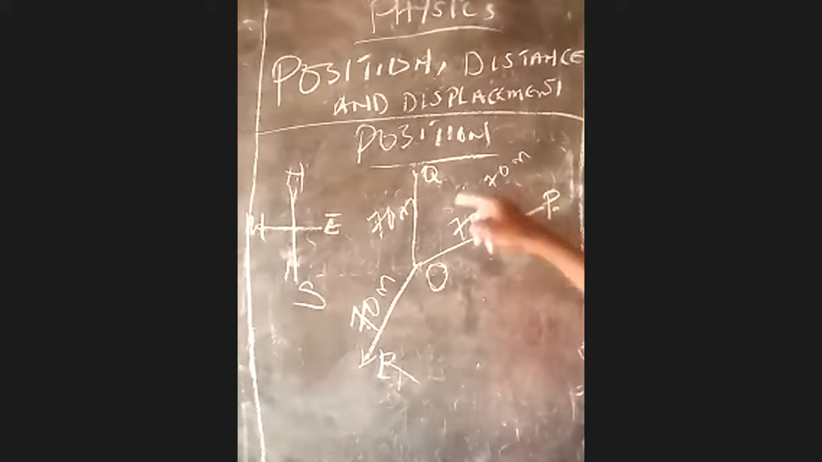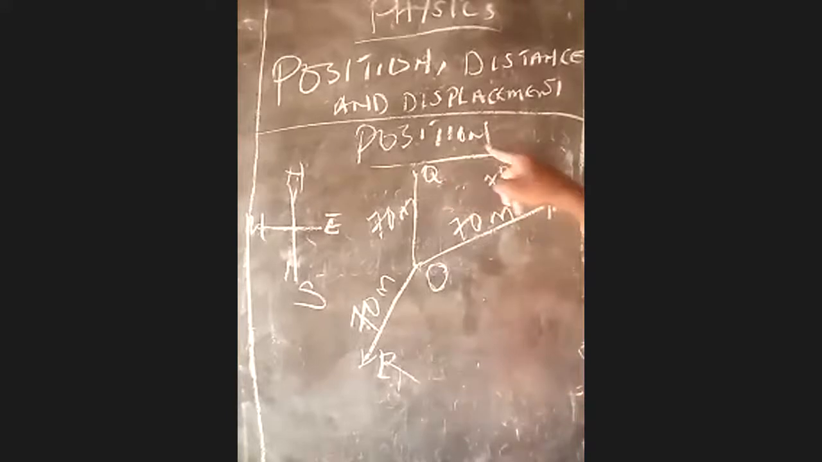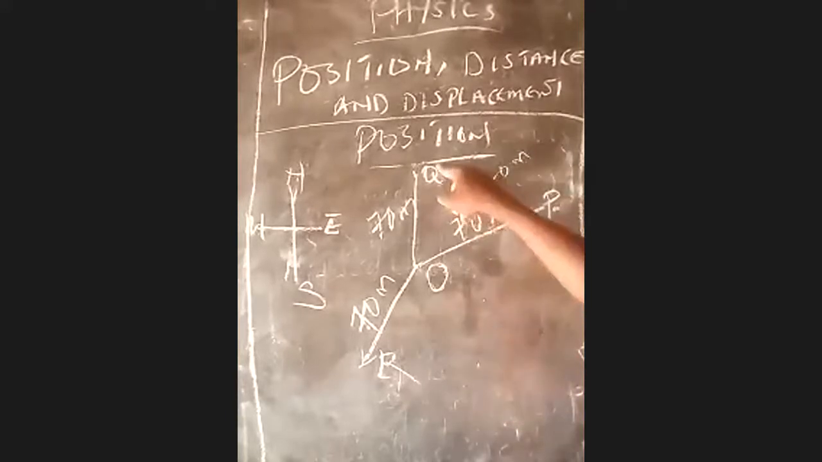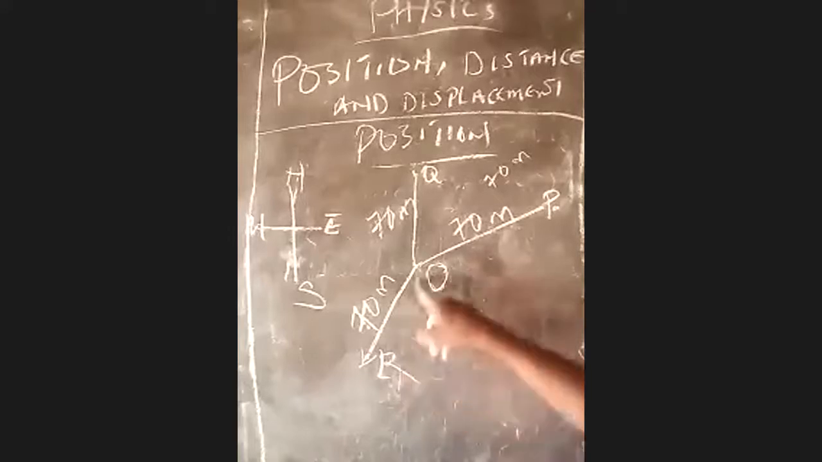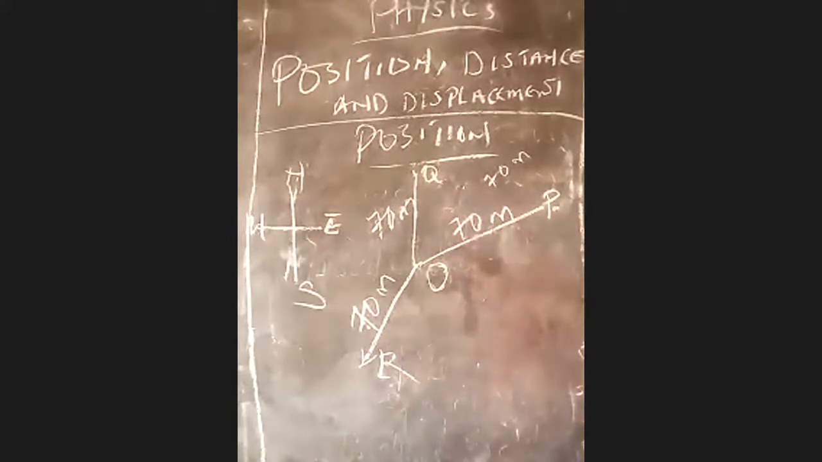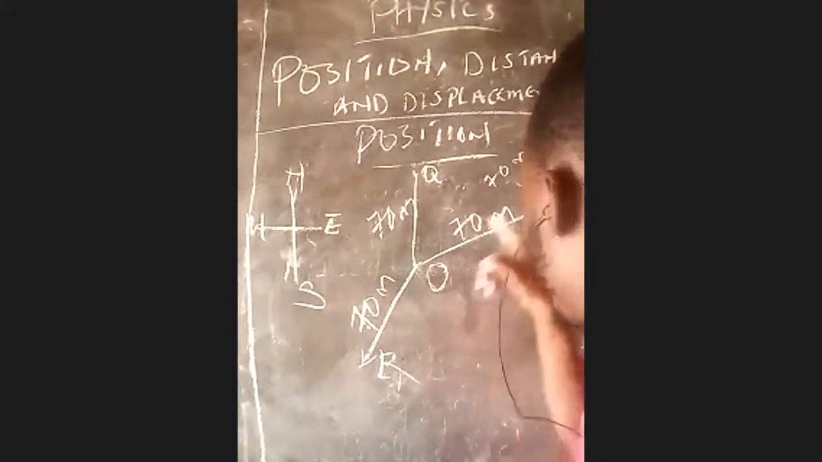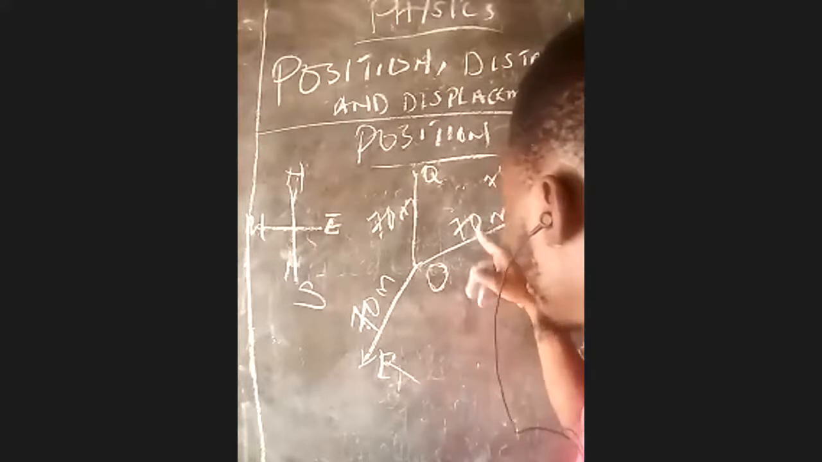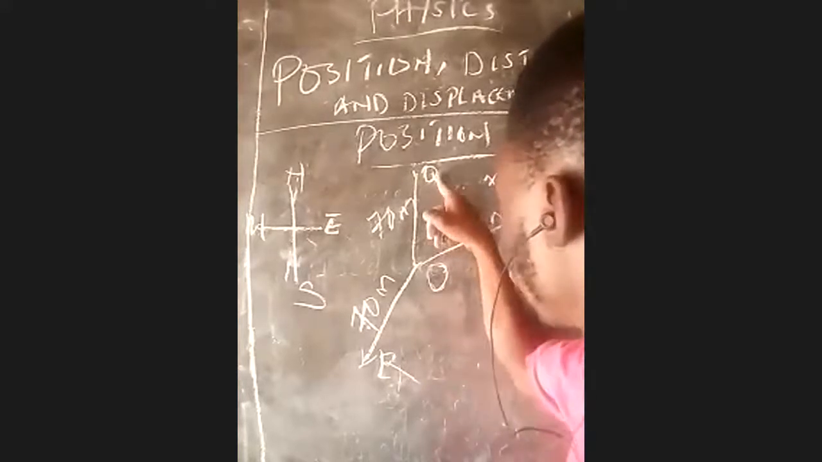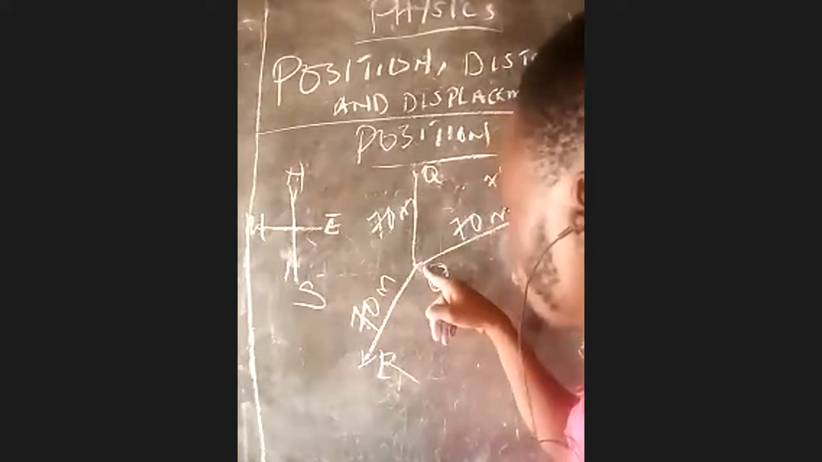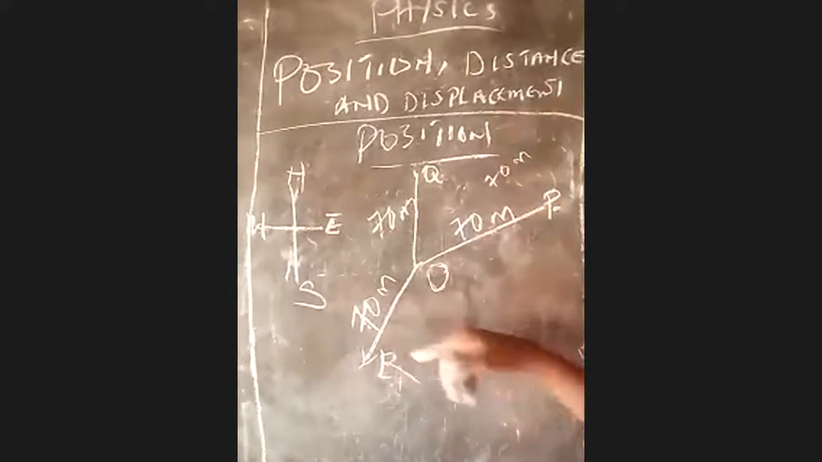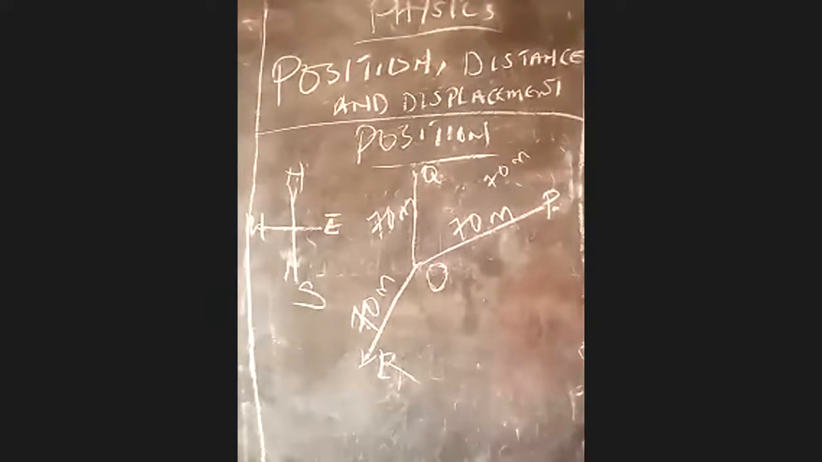Point R and Q are also 70 meters from O. So we cannot tell which point is the final position of the object. We can see that the object moves from point O down to point P, covering 70 meters. The object moves from point O to Q, covering 70 meters. The object moves from point O to R, covering another 70 meters. So we cannot say which of the points is the final position of the object.